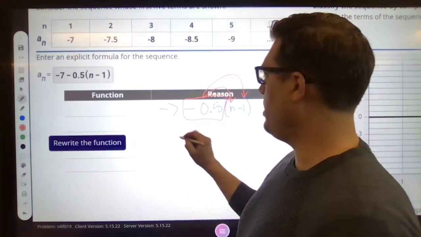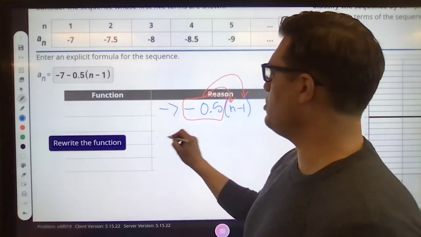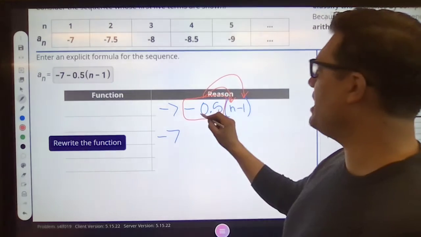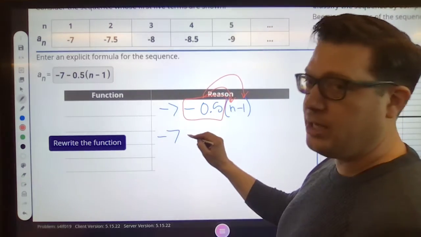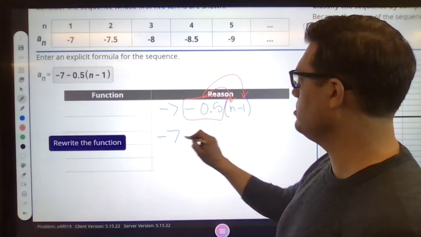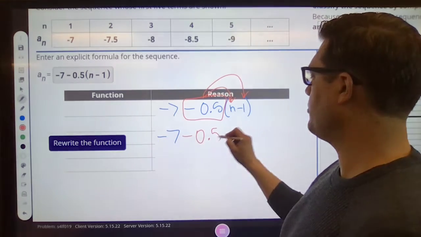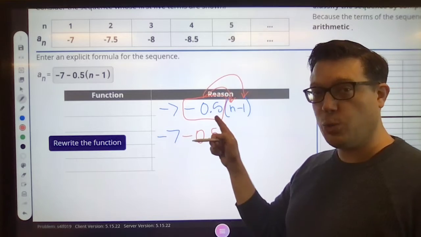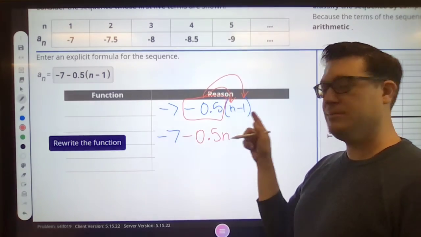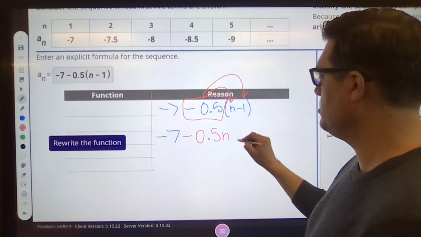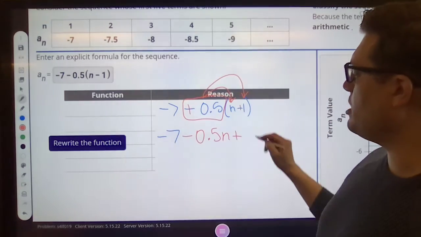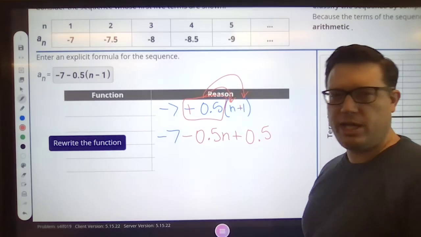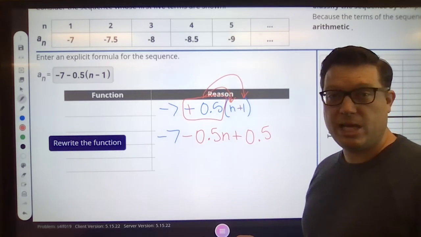Do a rewrite. We have the things that don't change: negative 7, that's still there. And then what does? Negative 0.5 times positive n is negative 0.5n. However, negative 0.5, the negative has to go with the calculation. Negative 0.5 times negative 1 is positive. Two nopes make a yup. And whenever you multiply a number times 1, it just comes back. It's the multiplication identity.